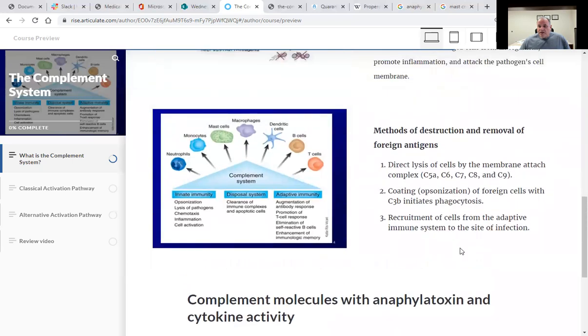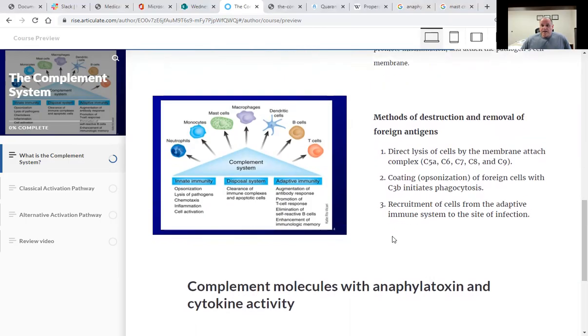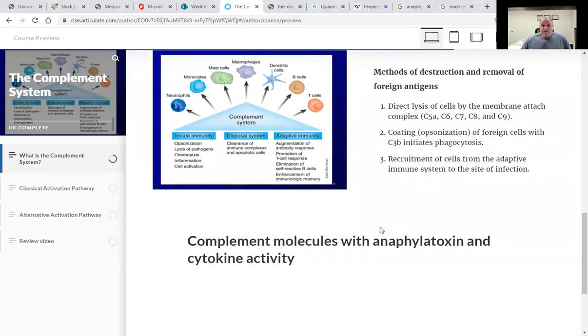Coating or opsonization of foreign cells with C3 initiates phagocytosis. It makes them more recognizable for phagocytic cells to destroy them. And it also recruits cells for the adaptive immune system to the site of infection.